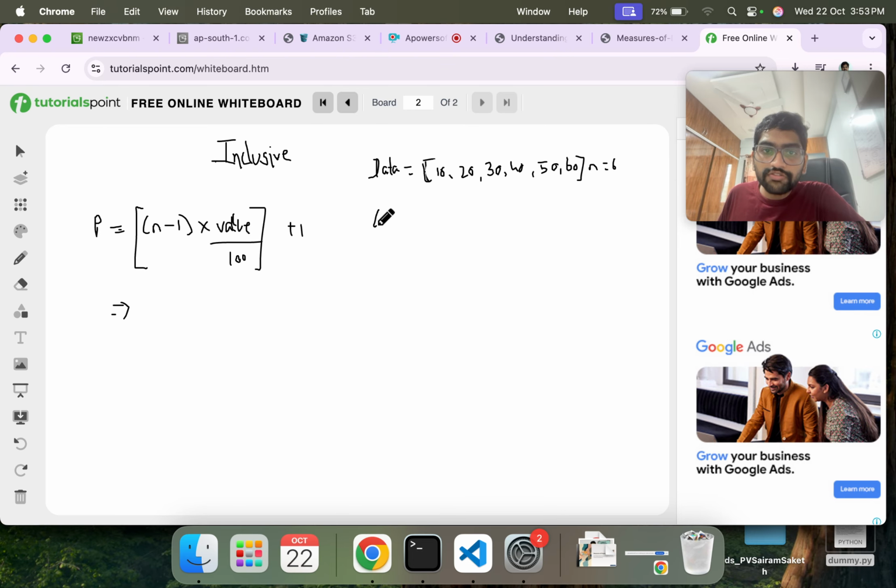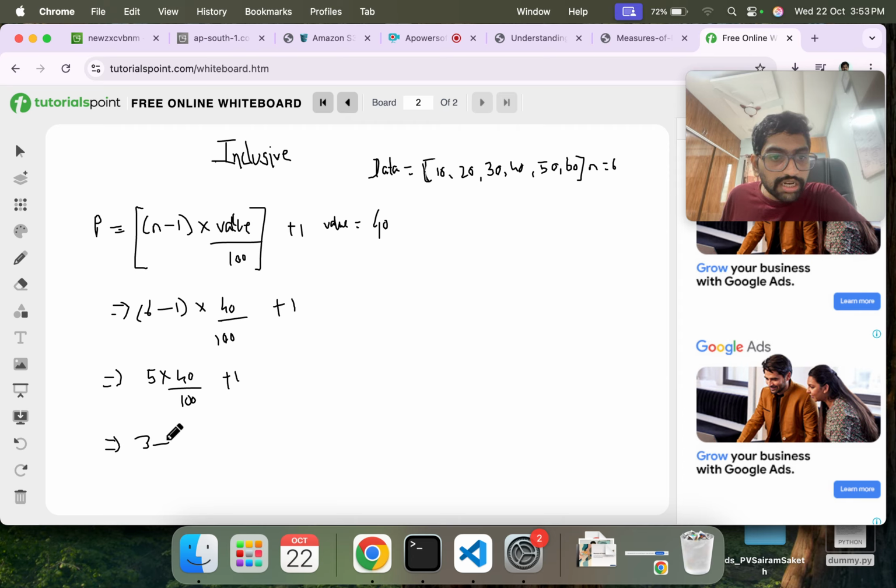So let's say I want the 40th percentile, so I will keep the value as 40. Now if I write 6 minus 1, into the value I want to calculate, 40 by 100, and we'll write plus 1. So what happened here: 5 into 40 by 100 plus 1, which is equal to 3.